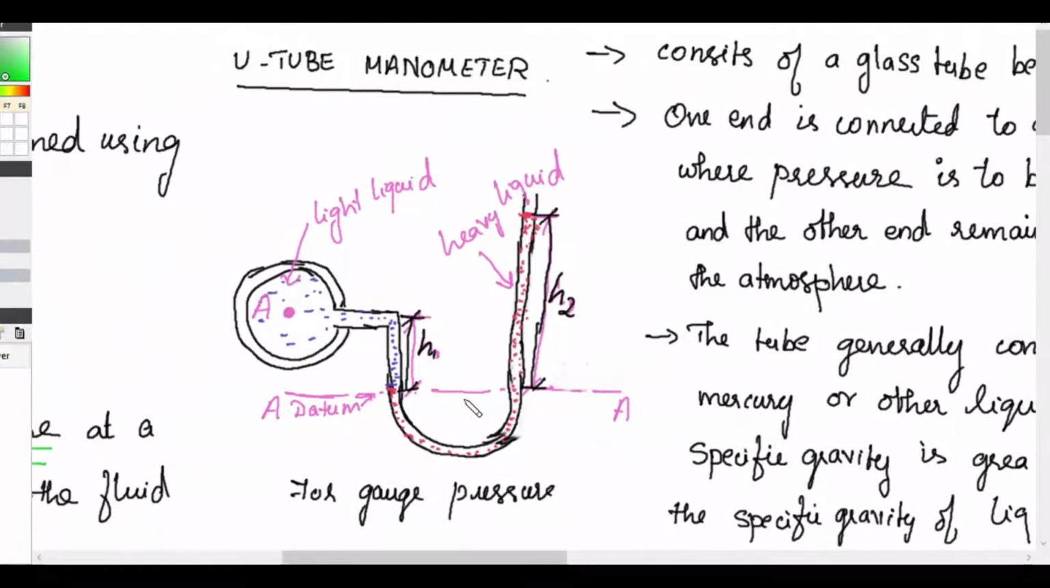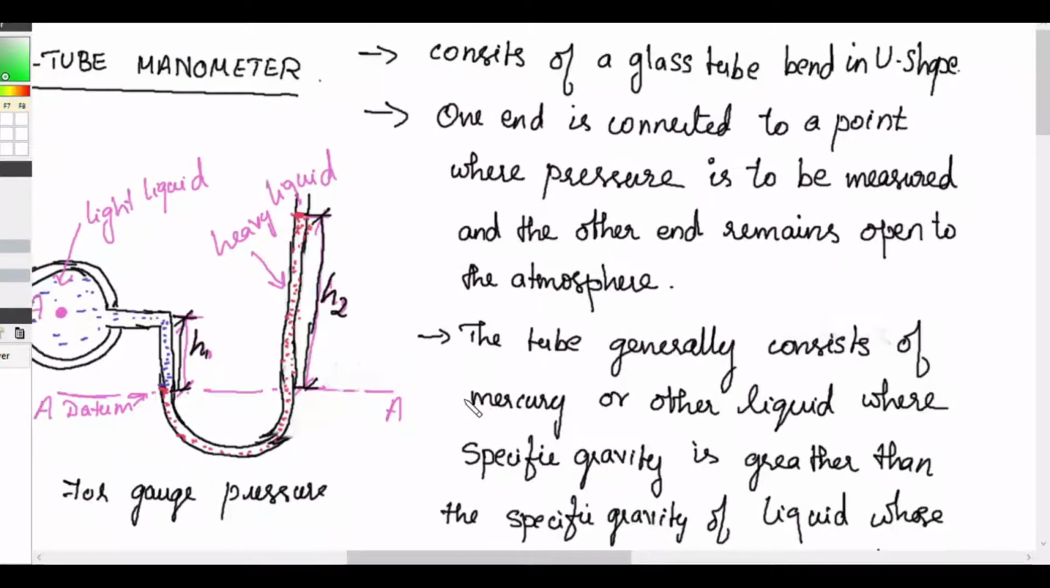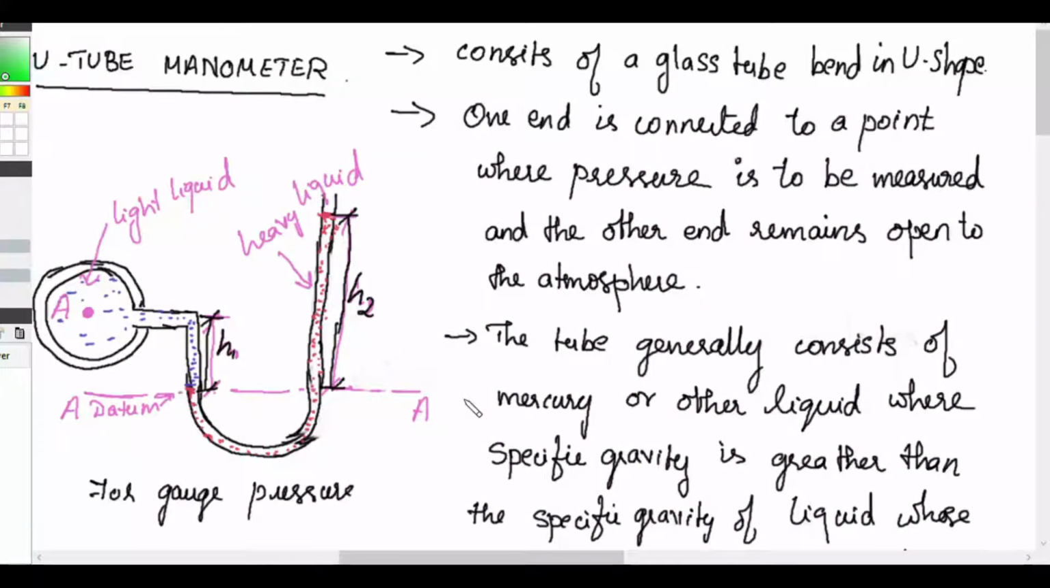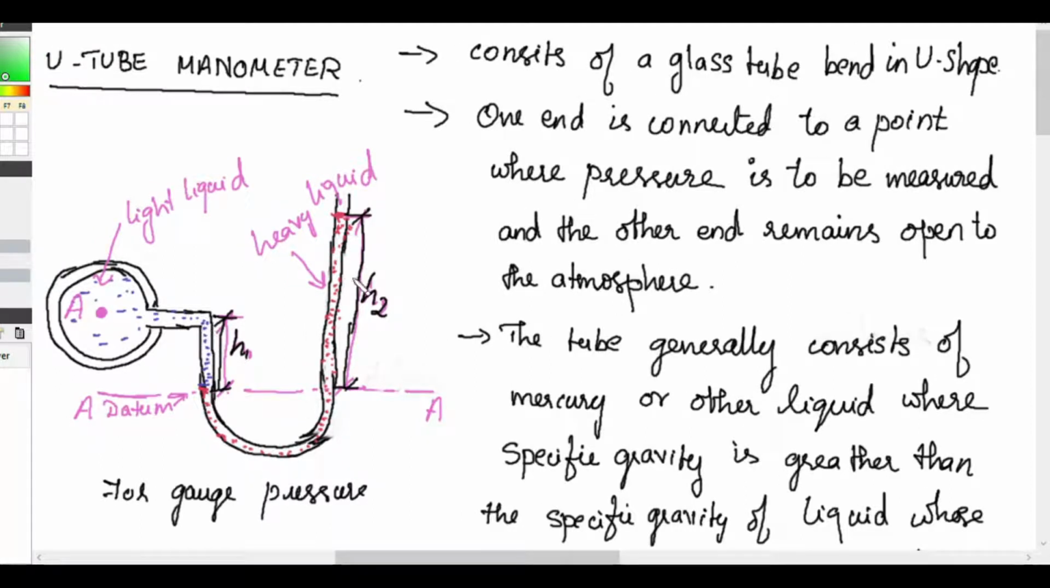Let us see what is a U-tube manometer. A piezometer consists of an L-shaped glass tube. Here, the U-tube manometer consists of a U-shaped glass tube. You can see here, this is a U-shaped glass tube. Manometers are nothing but glass tubes. Piezometer consists of an L-shaped glass tube, and the U-tube manometer consists of a U-shaped glass tube.